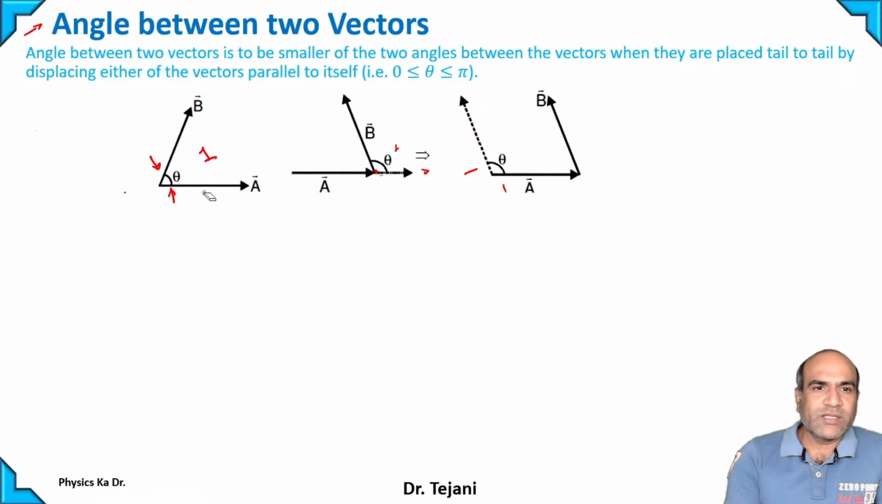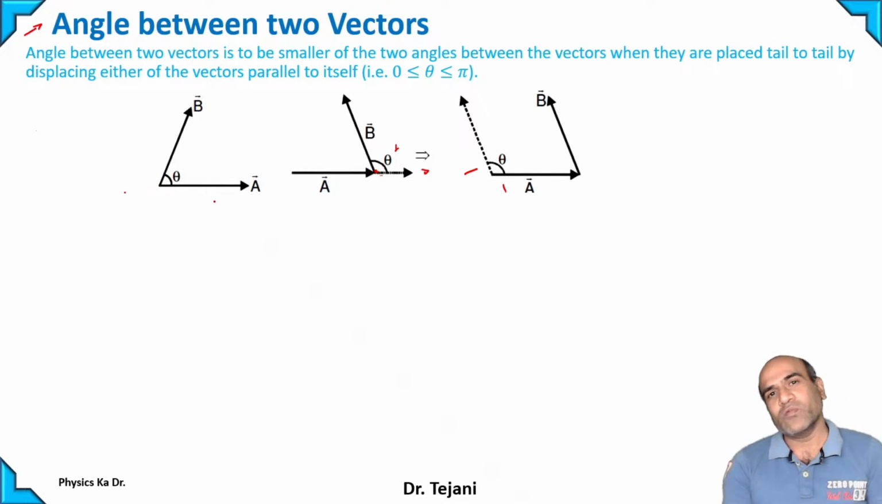So here we need to consider the smaller angle. We understand, first, the smaller angle is to be considered, and second, there must be a connection of tail to tail. If it is not, then we need to move.